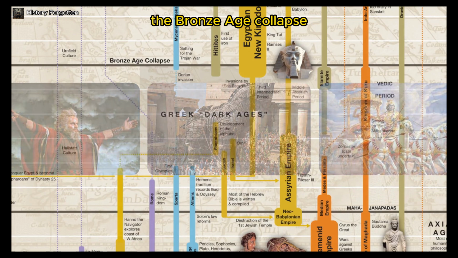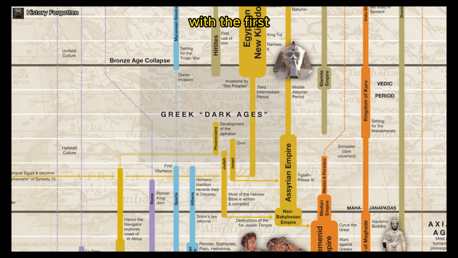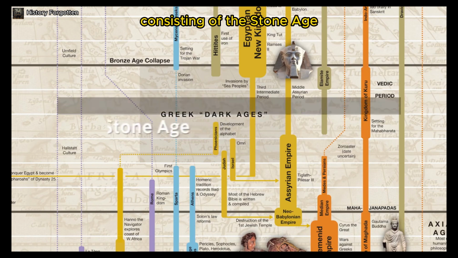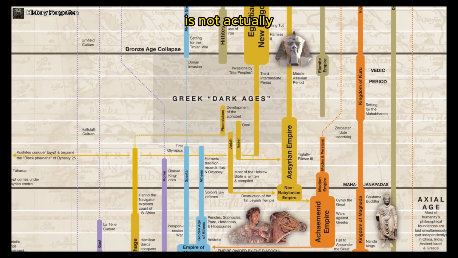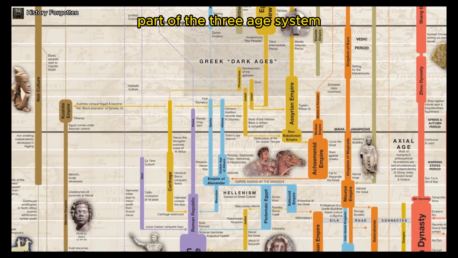The Bronze Age collapse also coincided with the first use of iron in the Middle East. Therefore, the period in which the Greek Dark Ages took place is also aptly called the Iron Age. This is the third and final period in what is known as the Three-Age system, consisting of the Stone Age, the Bronze Age, and the Iron Age. The next period is not actually part of the Three-Age system.